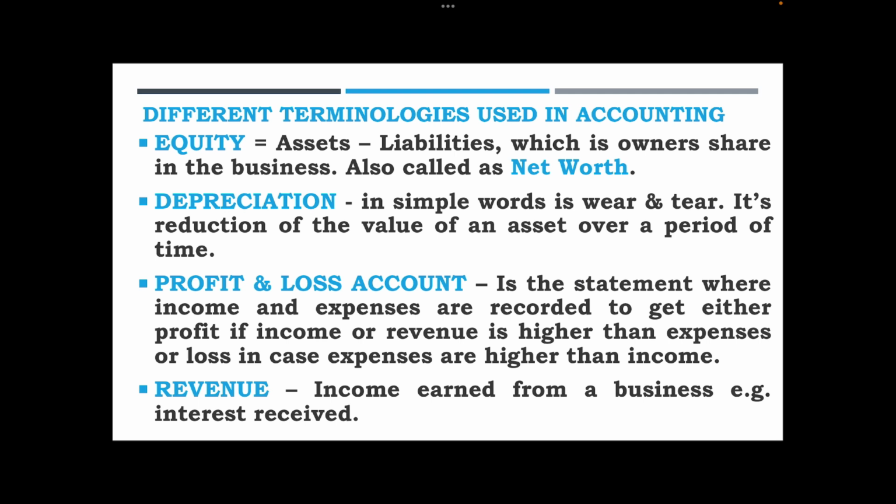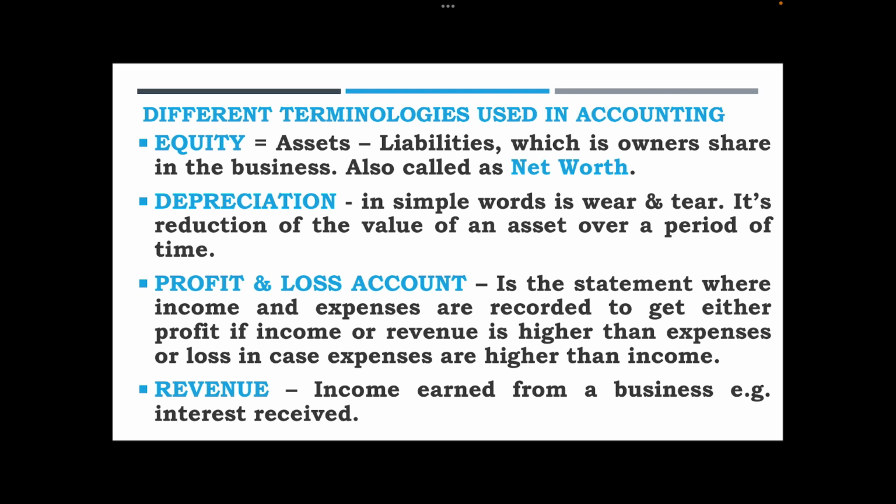Profit and loss account is the statement where income and expenses are recorded to get either profit or loss. If your income is more than your expenses, you are bound to get the profit. If your expenses are more than your income, you are bound to get a loss. Now the next is revenue.